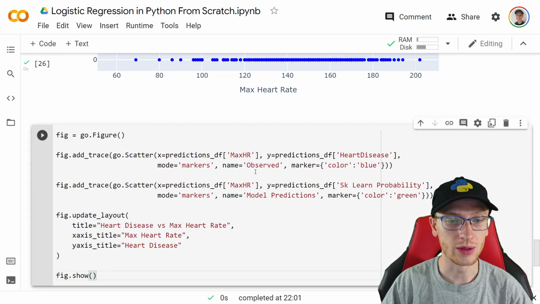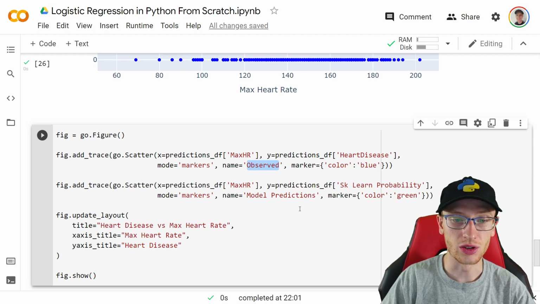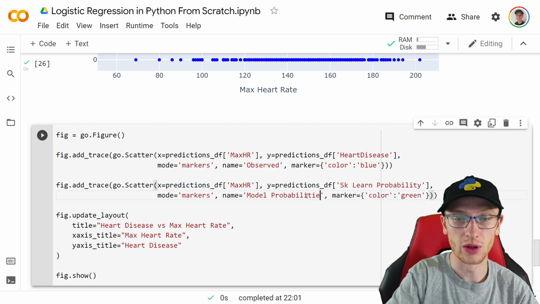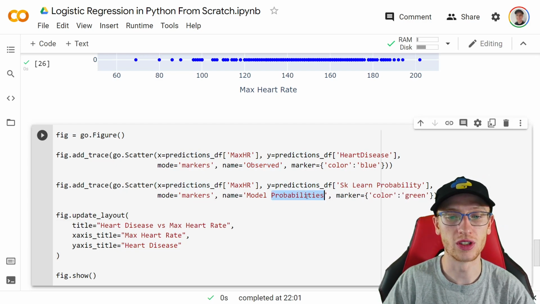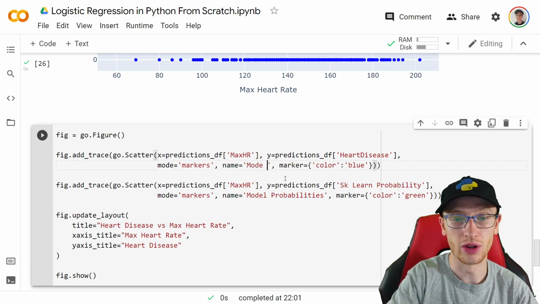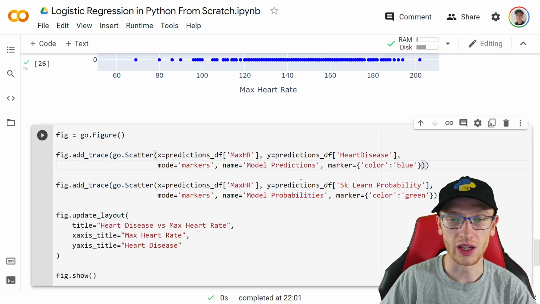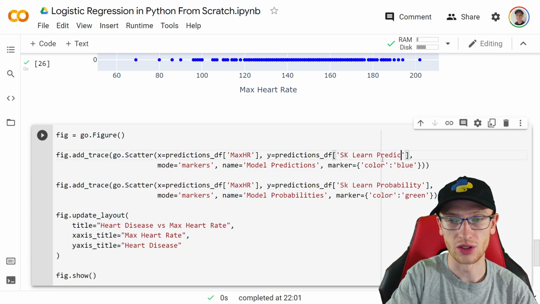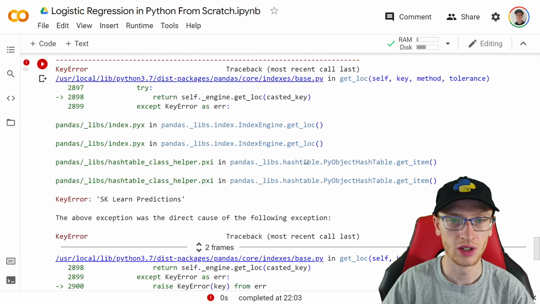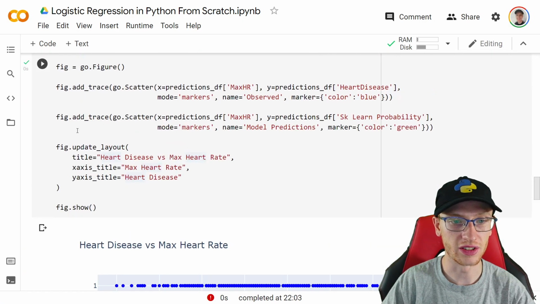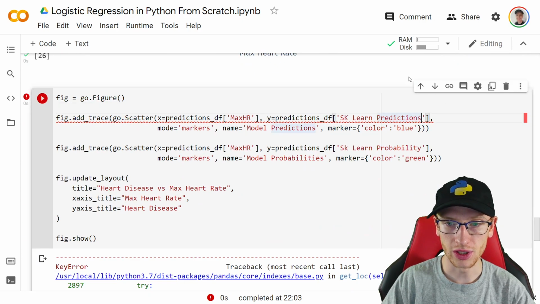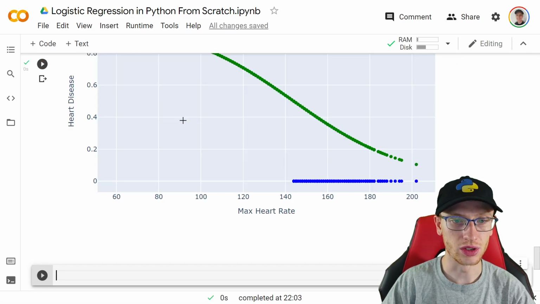I'm going to show the exact same curve, except instead of the observed values, I'll change this to be the model probabilities, which it was before. I'm just labeling it more explicitly as that, so that this is model predictions, the output, and it is going to be predictions sub Scikit-Learn prediction. I think that's what we called it. I guess we did not. Did I call it Scikit-Learn prediction? Yes, I did. Okay, so Scikit-Learn prediction, color blue and green again is fine.